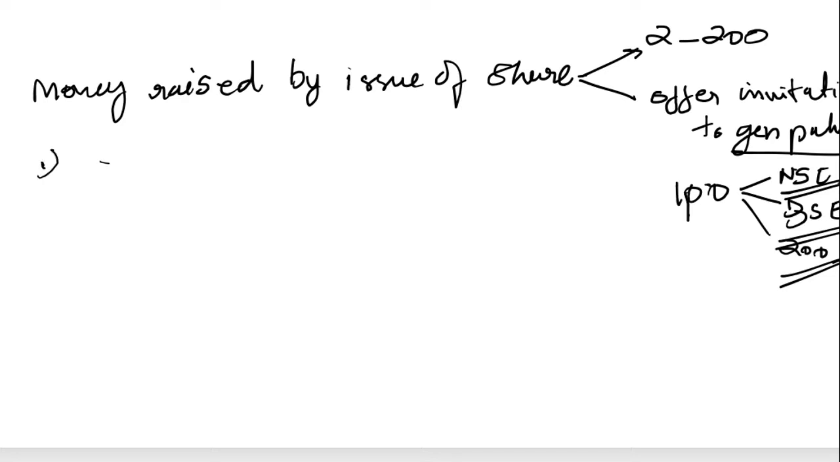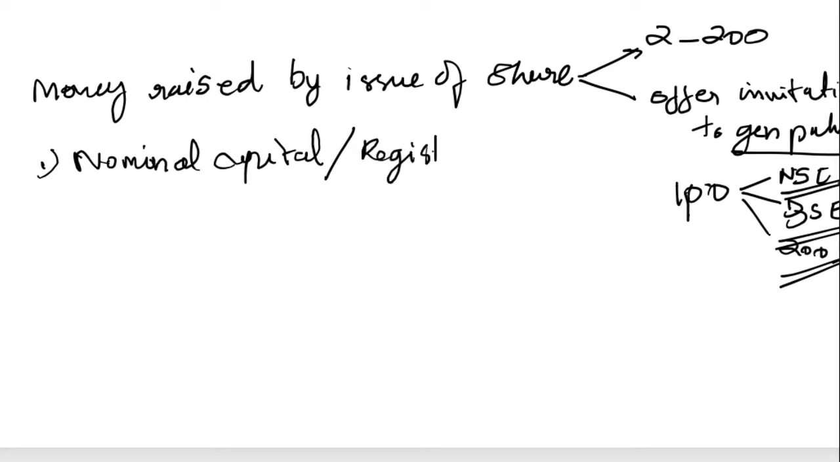nominal capital, or it is called a registered capital. So in the memorandum of a company, there will be a provision for the maximum capital which the company can collect through issue of shares. So this capital is known as authorized or nominal or registered capital.